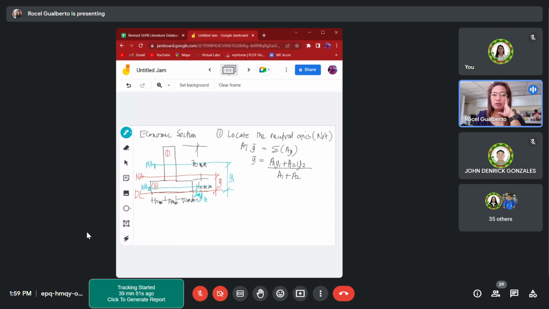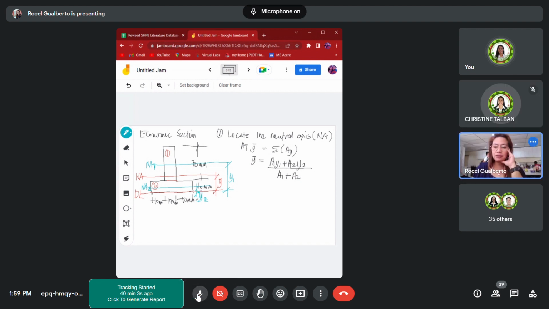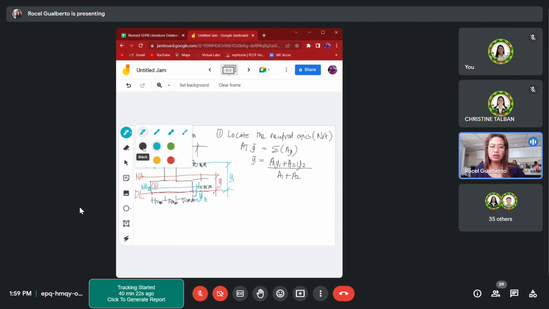What about naman po y2? Ano po kaya ang value ng ating y2? Correct. Okay, so tama. Si Christine at saka si Claudine. So the value of y2 would be equal to 5 mm. So that's the distance of your NA2 to the same datum line. Okay, so with those values po, yan po ngayon yung isa-substitute natin to the equation to locate our neutral axis.